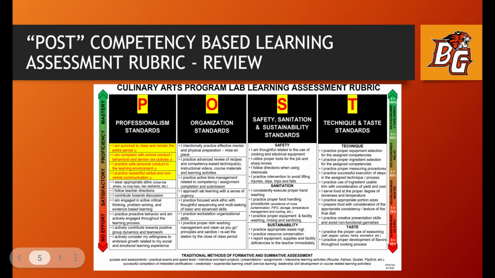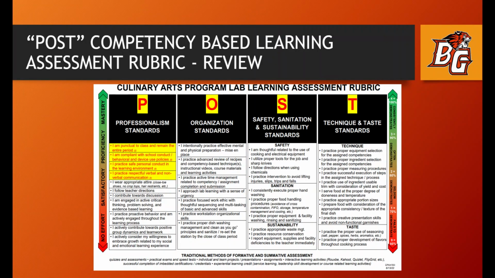You'll notice on the left side of the rubric, it's got no effort, satisfactory, proficiency, and mastery. I talked about this before. I don't expect you to live in mastery. All the food that you make in this class doesn't need to be perfect, but at the same time, I want your effort to be there, and I want to reach beyond that baseline of not doing anything. Right? We want to live in that satisfactory, preferably proficient level, and then visit mastery on occasion when you hit it.